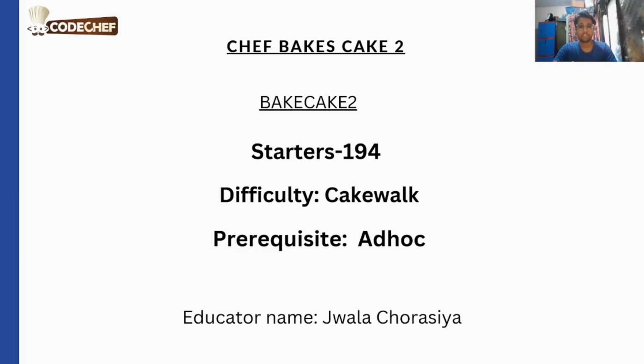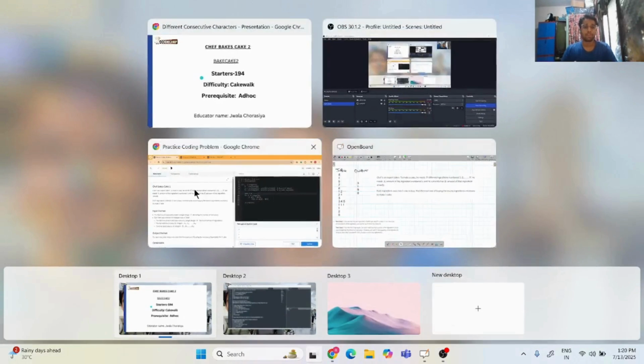Myself Jwala Chaurasia, and today we are going to solve the problem which came into Starters 194. The name of the problem is Chef Bakes Cake 2 and the problem code is BAKECAKE2. The difficulty rating of the problem is cakewalk and the prerequisite is adopt. Let's start with reading the problem statement over here.